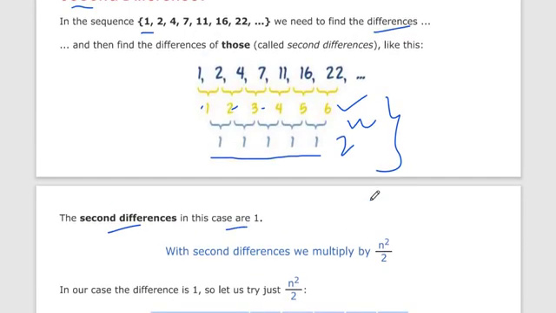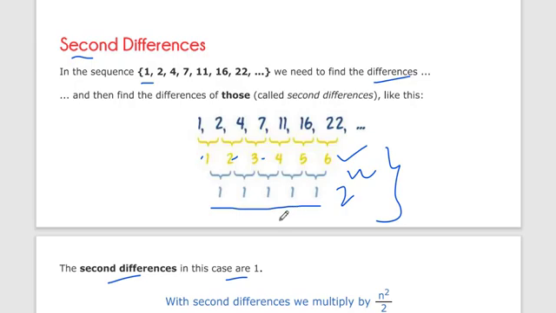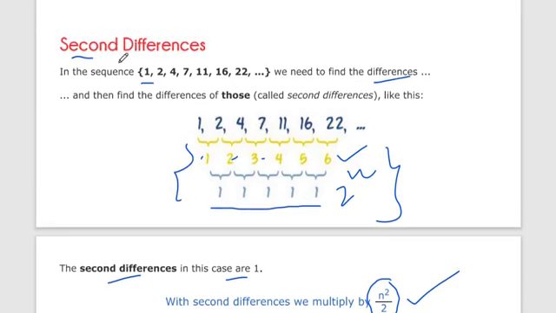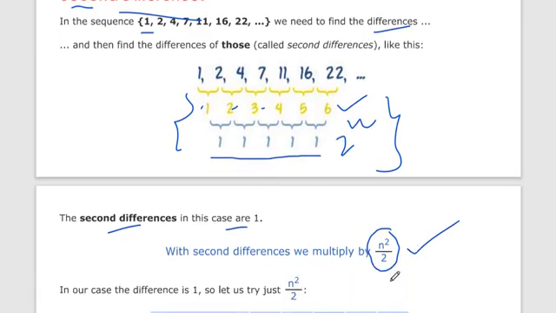Okay, for any sequence where you have to do a second difference, first of all you have to start with n square by 2. You have to remember this first of all. If you have to do second differences, you take the first trial with the start of n square by 2. Here the difference is 1, so it will be 1 times n square by 2. If the difference is 5, you have to start with 5n square by 2.